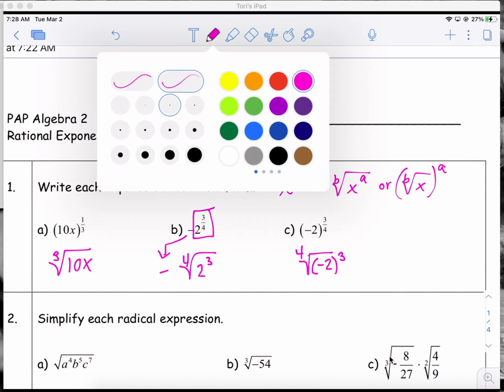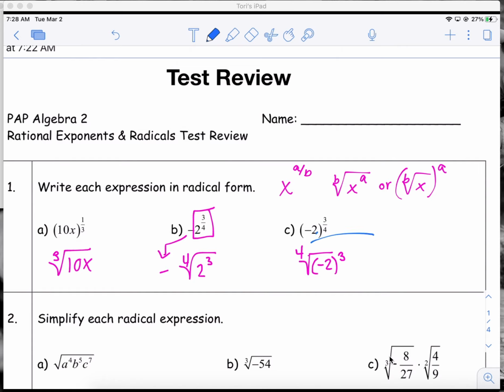Now, we have talked about anything to an even root, so a square root, a fourth root, or a sixth root. If you have a negative on the inside, it is impossible to do that. So just like we can't square root a negative without getting an imaginary number, if you have a negative inside of an even root, that means our answer is D and E. It does not exist. Okay?